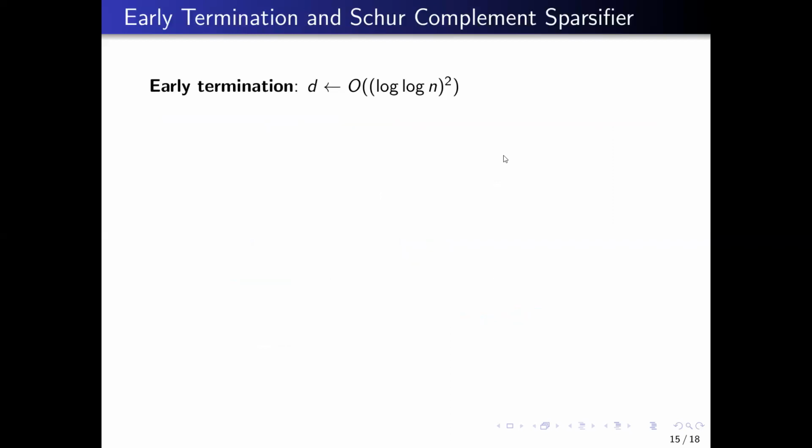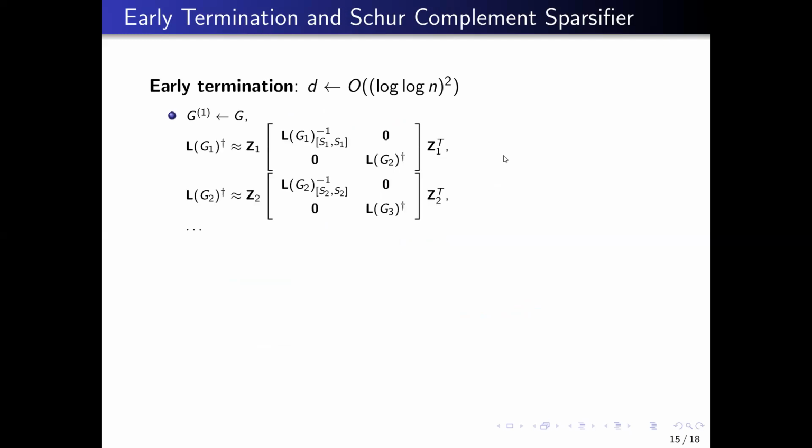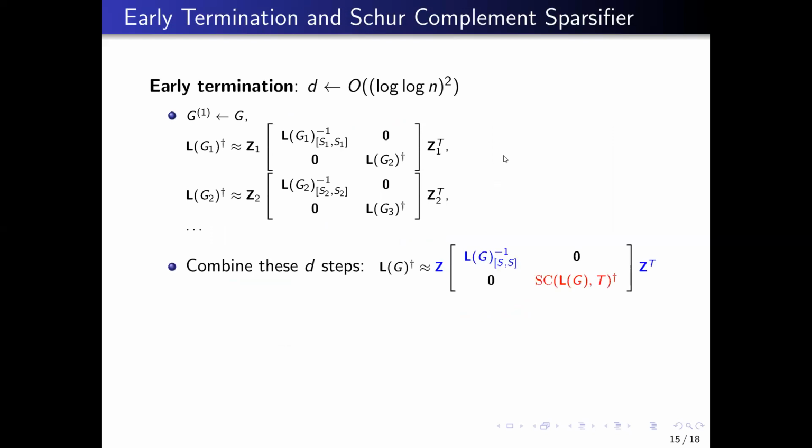For this problem, our strategy is early termination. That is, we set D to big O(log n) squared. We expand these D rounds of the recursion from G1 to GD and combine these D approximate equations together to obtain a new approximation for LG pseudo-inverse with new matrix Z and vertex sets S and T. Our remaining task is to approximate the Schur complement of LG onto T using a different approach.